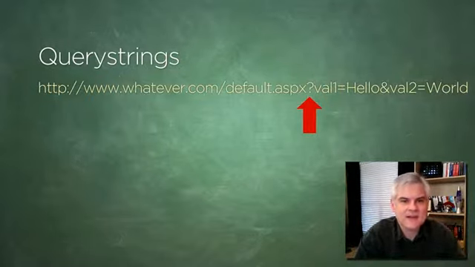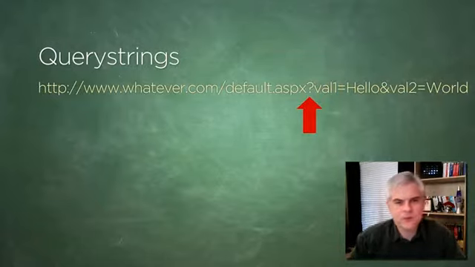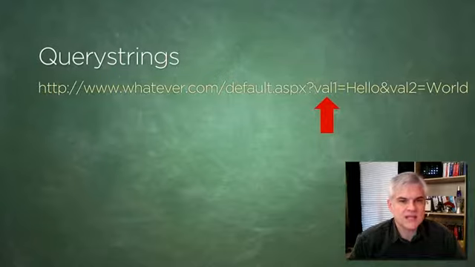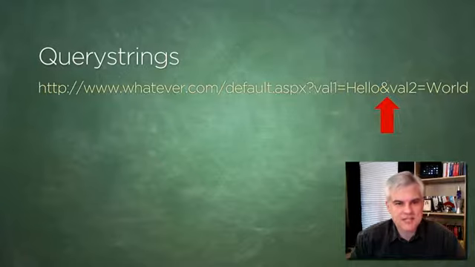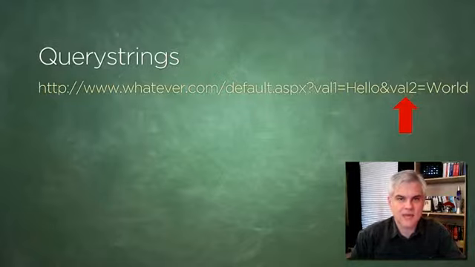And so we have a series of name-value pairs. The name of an attribute or property is, in this case, val1, and we set it equal to some value, hello. And then to designate that we need a second set of name-value pairs, we use an ampersand symbol, and then val2 is the name of the second attribute that we have set a value to, with an equal sign to the value of world.